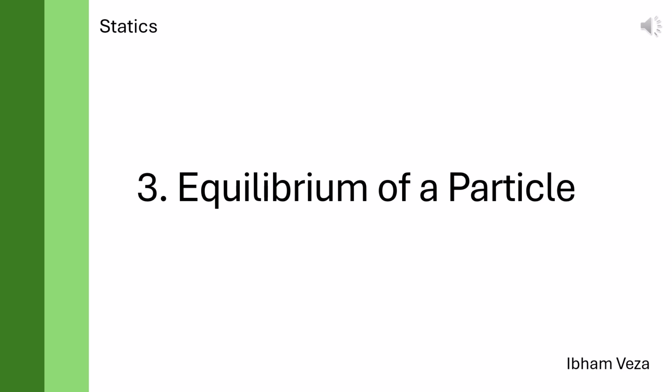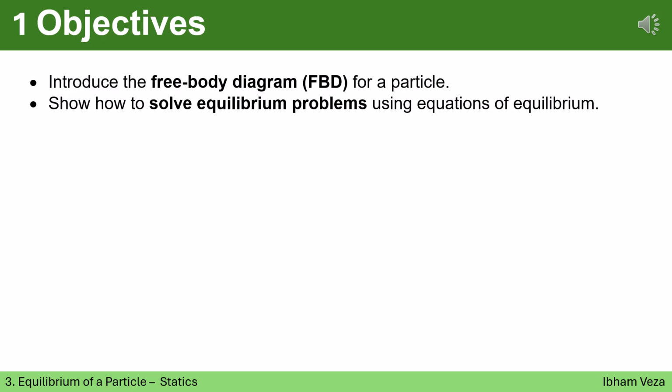Throughout this chapter, we will learn how to represent forces using free body diagrams and apply equilibrium equations to solve engineering problems. Objectives. The objectives of this chapter are straightforward. First, we will learn how to construct a free body diagram, commonly known as an FBD. This diagram helps us isolate a particle and identify all forces acting on it. Second, we will apply the equations of equilibrium to determine unknown forces and verify whether a system is balanced. By the end of this chapter, you should be able to analyze both simple and practical equilibrium problems systematically.